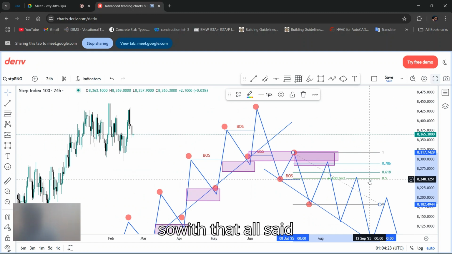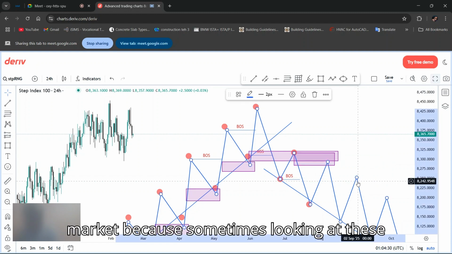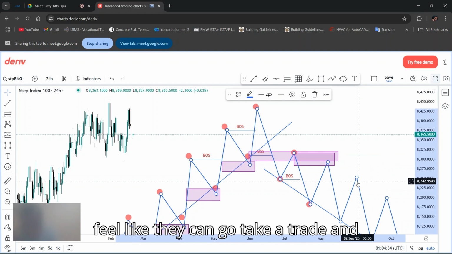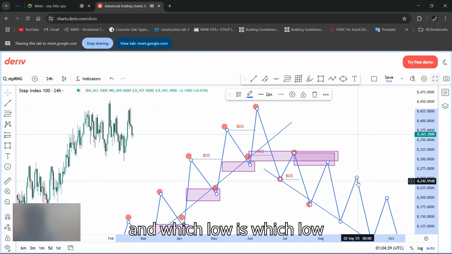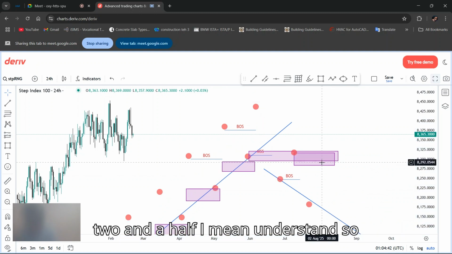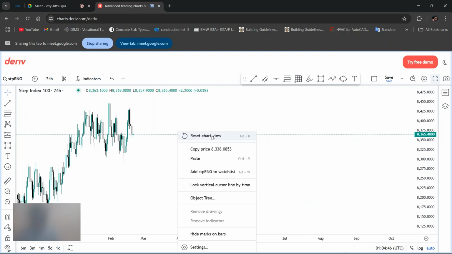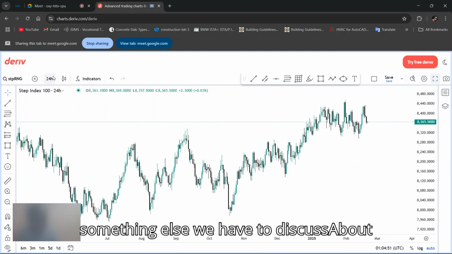So, with that all said, let us jump into the actual market, because sometimes looking at these nice little swings will look so clean, you feel like you can go take a trade, and when you see the actual market, you get confused because you don't know which high is which high and which low is which low. I'll show you so you may understand, so those things you can play out.